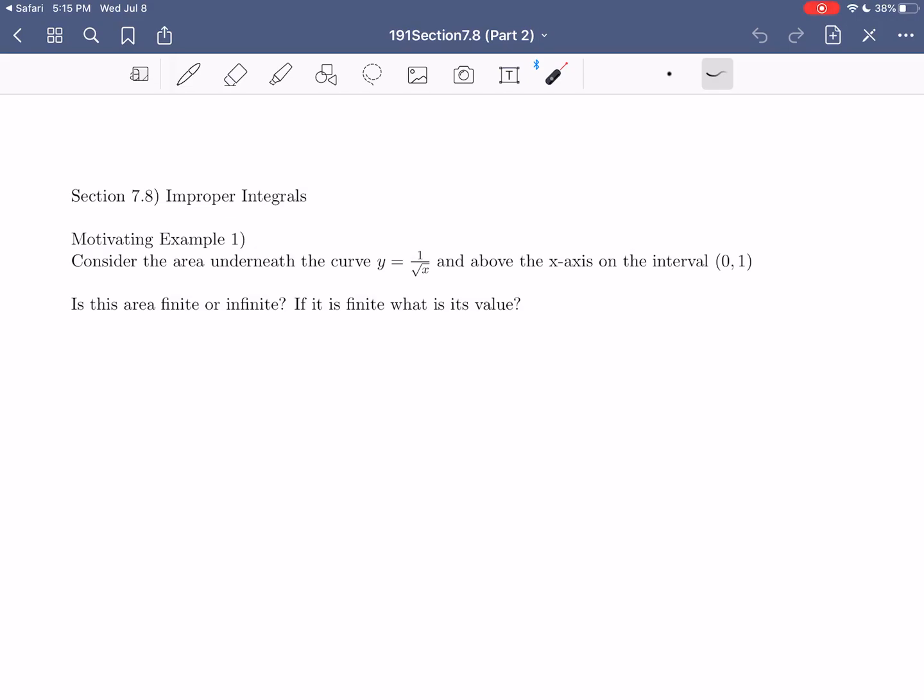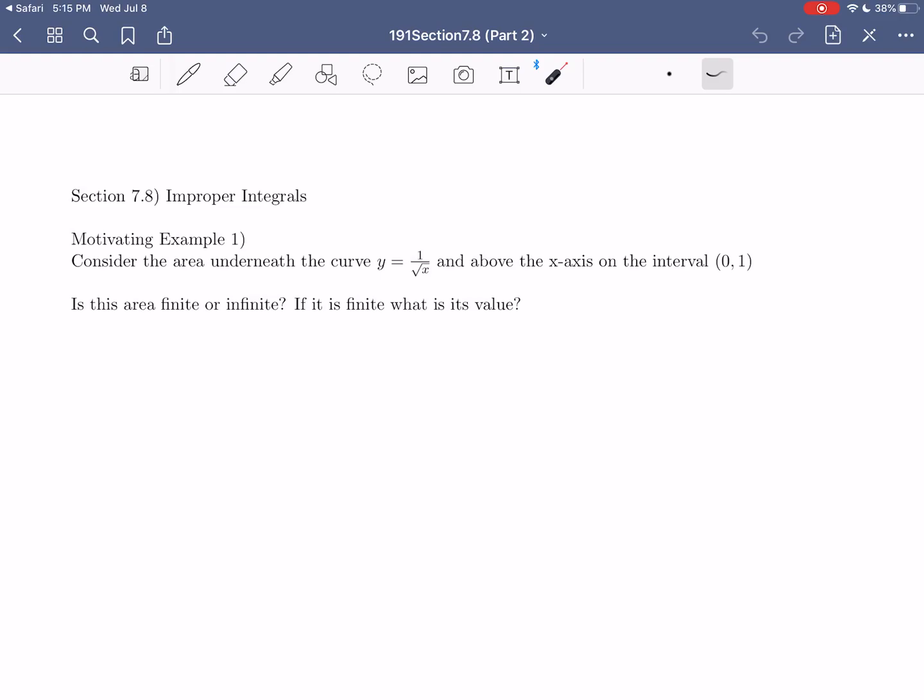In today's video, we're going to be continuing on with section 7.8, continuing our discussion and investigation of improper integrals. In the previous video, we introduced improper integrals of type 1, and we saw that improper integrals of type 1 were basically improper because their interval of integration, or the interval that you were trying to integrate over, was an infinitely sized interval.